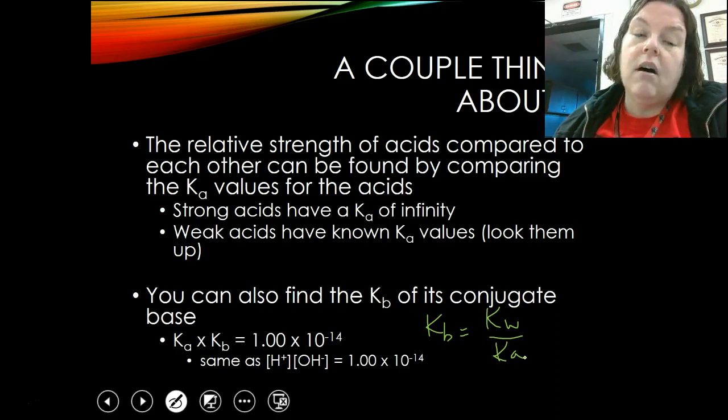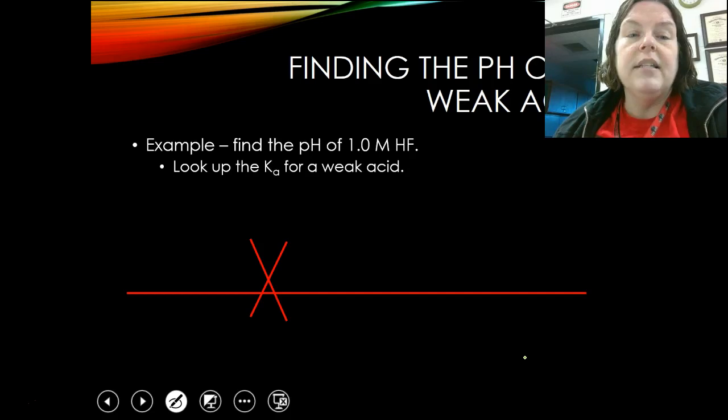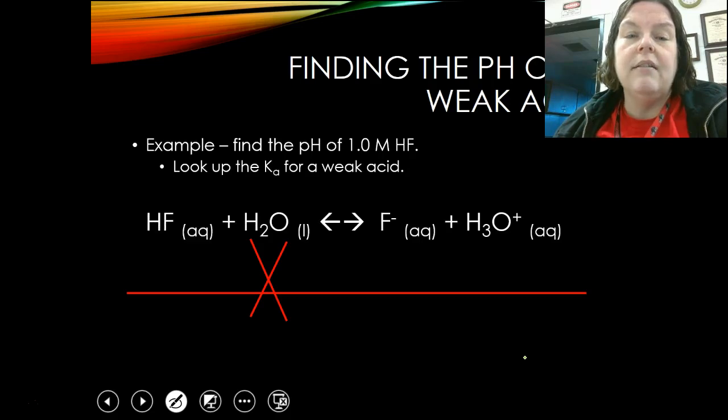So this is also a really good thing to make sure you're remembering, because we can calculate other things based upon this, okay? So here we go, an example. Find the pH of 1 molar hydrofluoric acid. So we look up the Ka for our weak acid. Okay, we first set up the ice table. Here's our ice table.